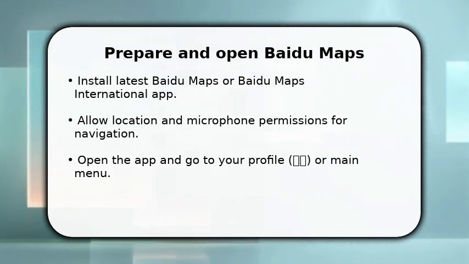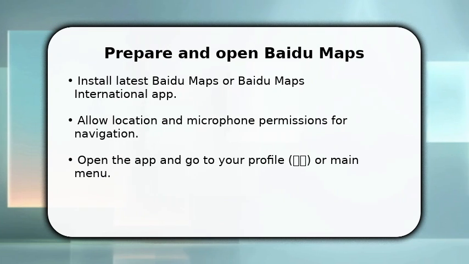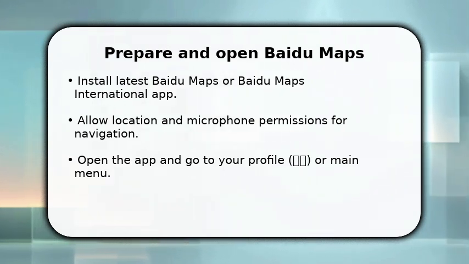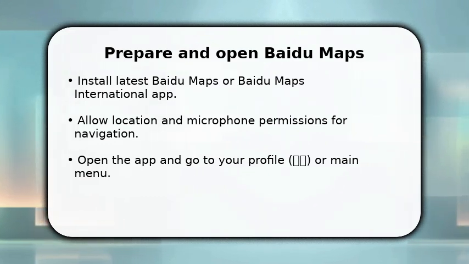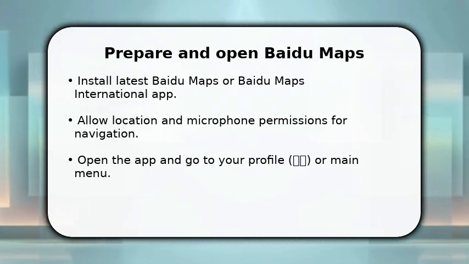Open the app, then tap your profile icon or the main menu to reveal settings. Make sure you are on the map screen so changes reflect immediately. If you see Chinese-only labels, proceed directly to settings. Don't waste time switching other apps first.